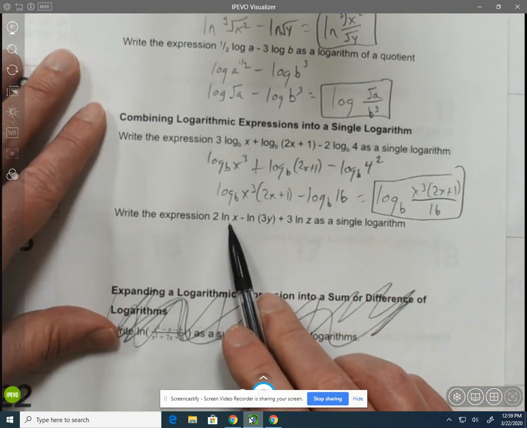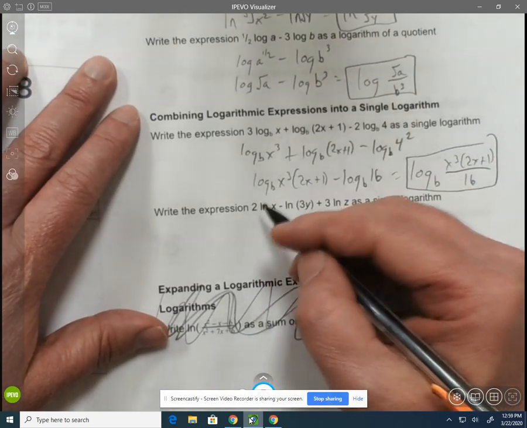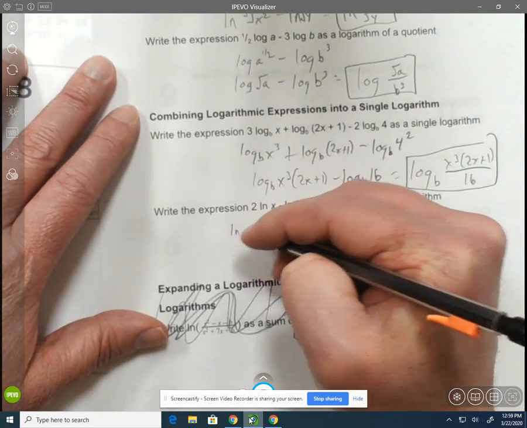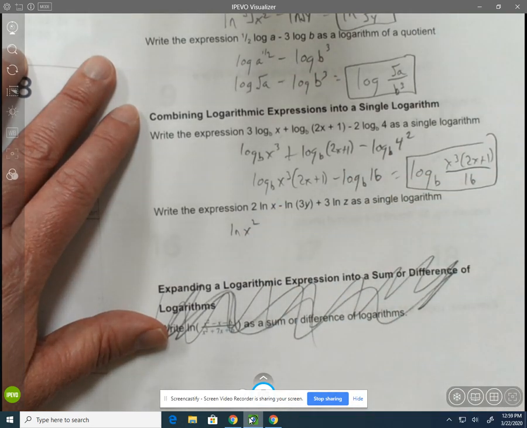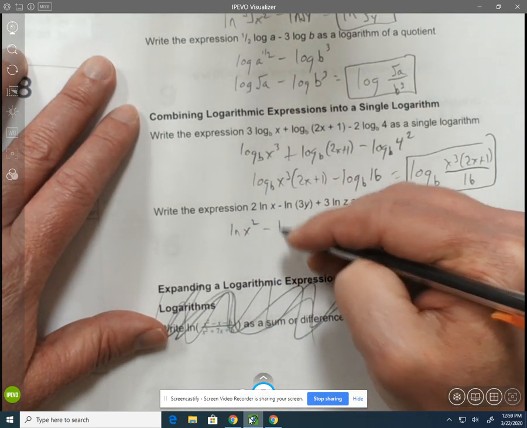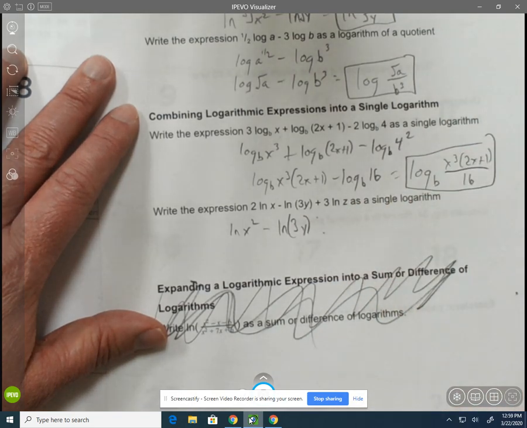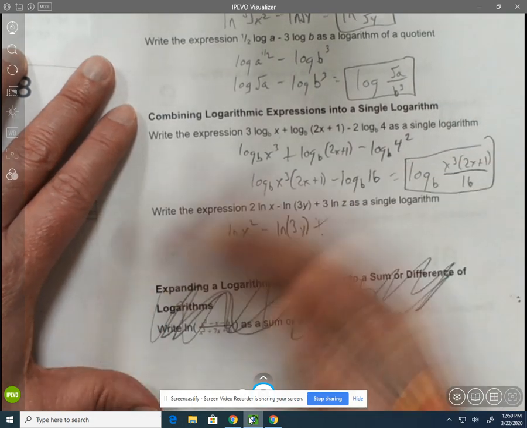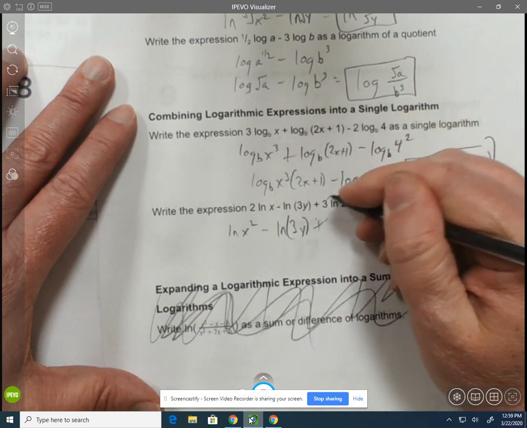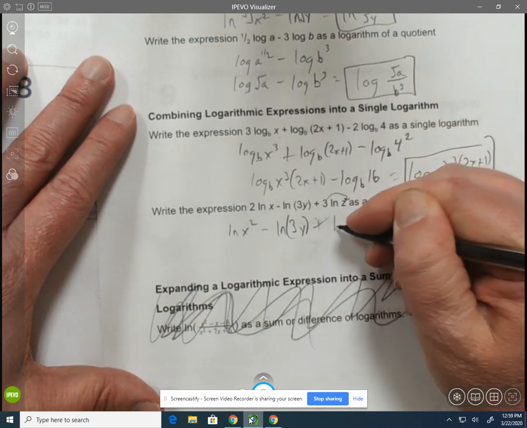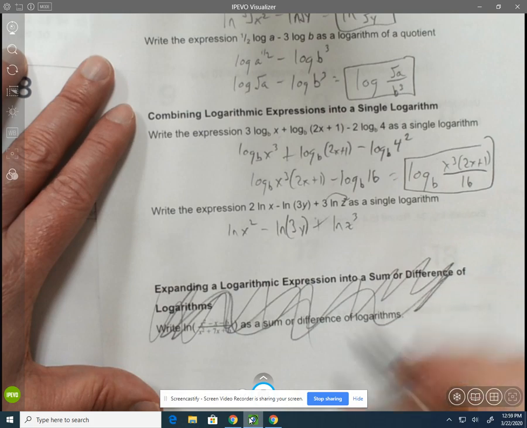Similar thing here, I got a natural log, log base e. So again, take the 2 up, so that's the natural log of x squared minus the natural log of 3y plus, need to get better mechanical pencils, natural log of z cubed.